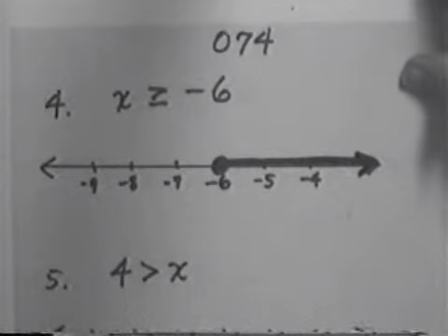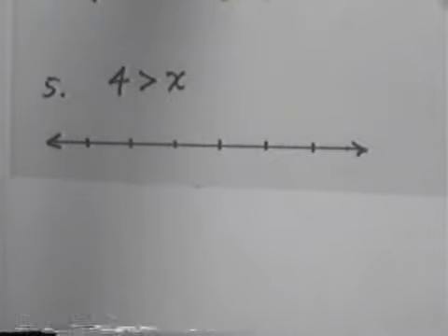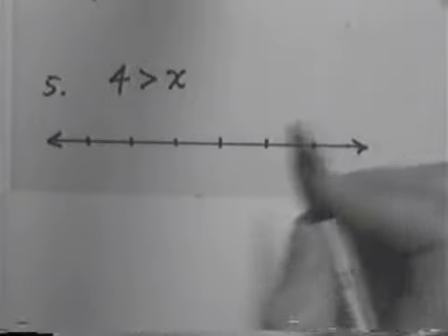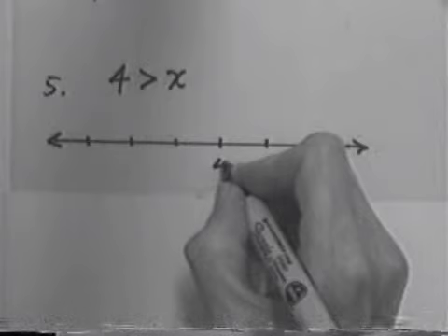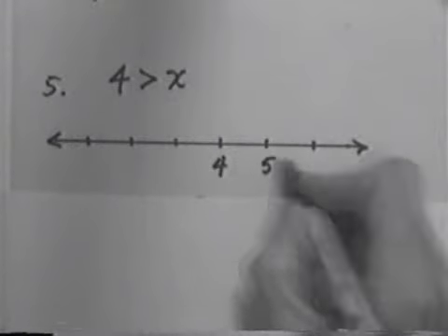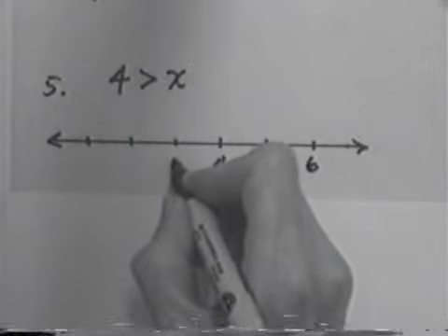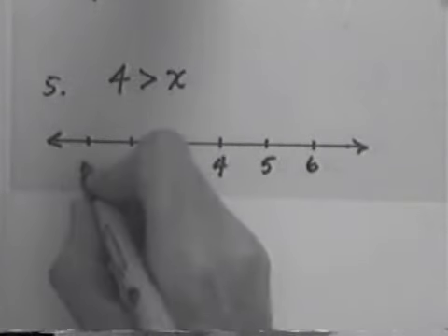One more example. 4 is greater than x. The boundary number is 4. So I'll pick a convenient spot and call it 4. To the right of 4 we have 5 and 6 and so on. To the left of 4 we have 3 and 2 and 1 and so on.